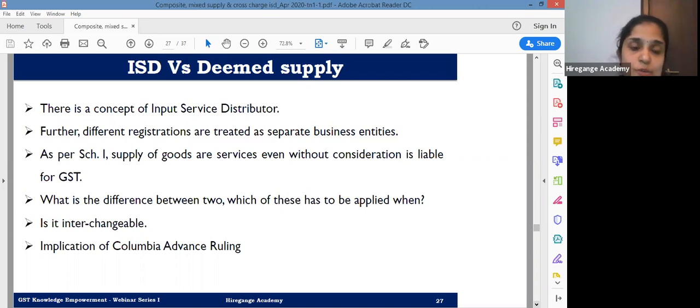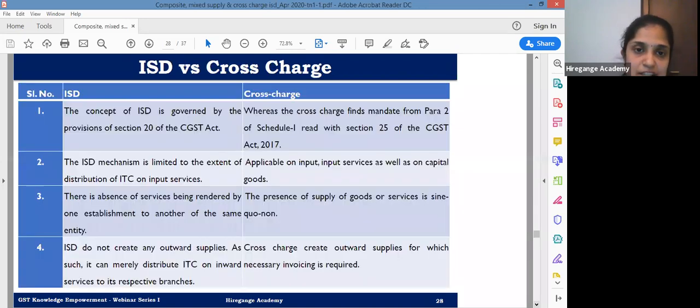As per Schedule 1, as I said, supply of goods or services even without consideration is taxable. So is it interchangeable? Is ISD mandatory, is it compulsory to go for ISD? I'll come to these aspects. The Columbia issue I've already covered, so I'm not going to emphasize it again.